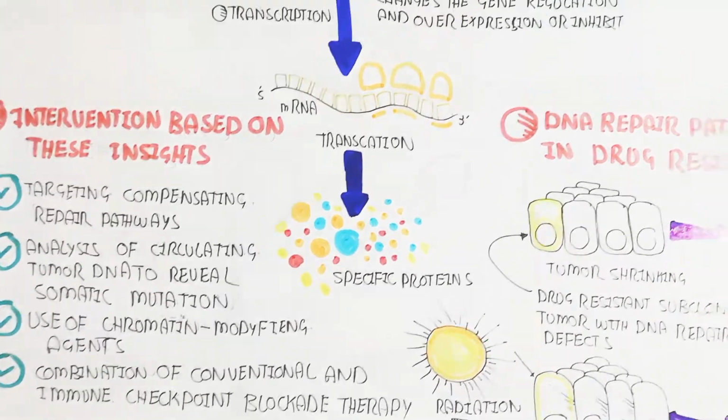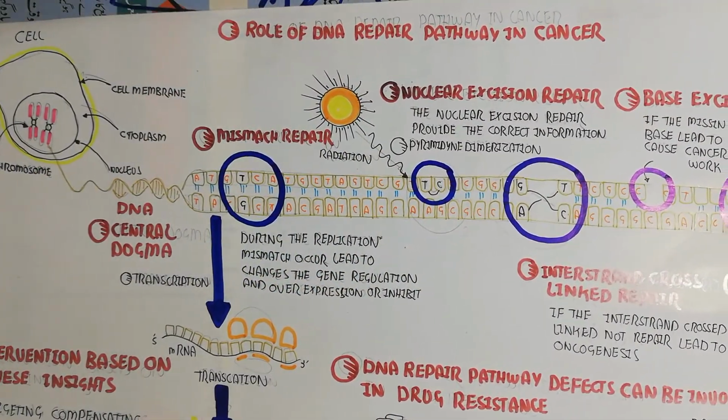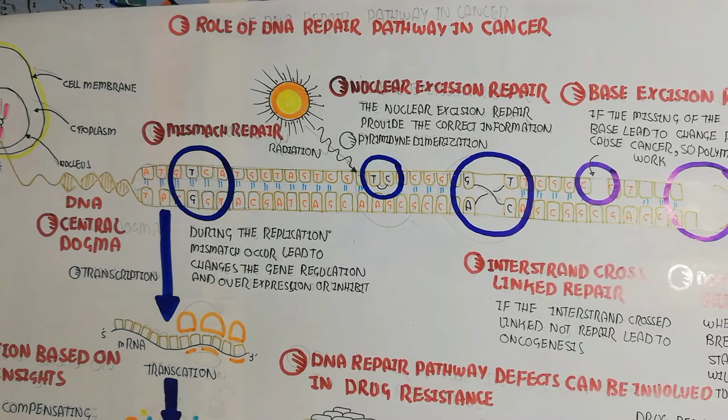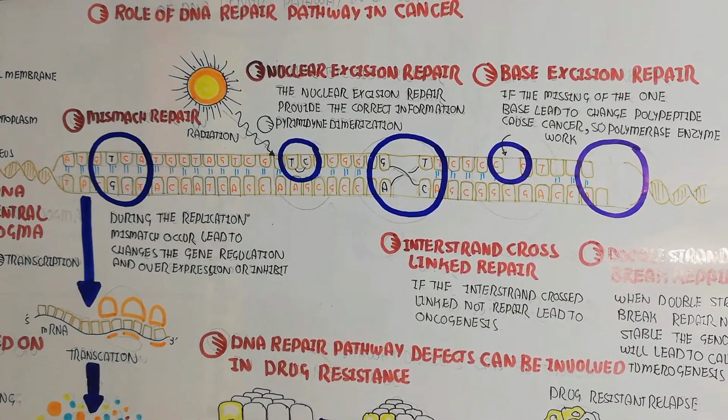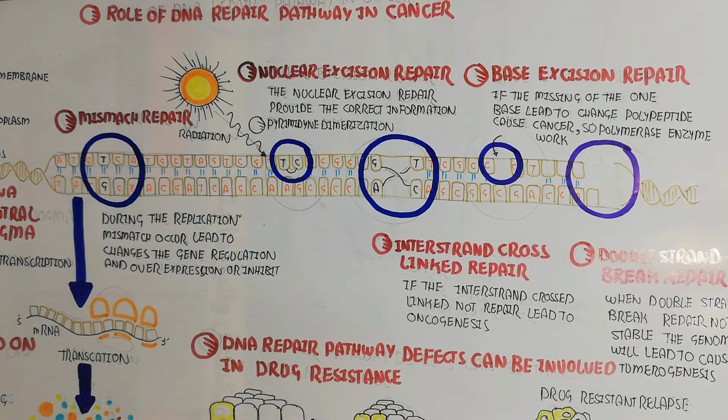We were discussing the role of the DNA repair pathway in the cancer stage. That is why, if the DNA repair does not occur, cancer occurs. If the DNA is repaired, cancer will not occur. If not, then cancer.